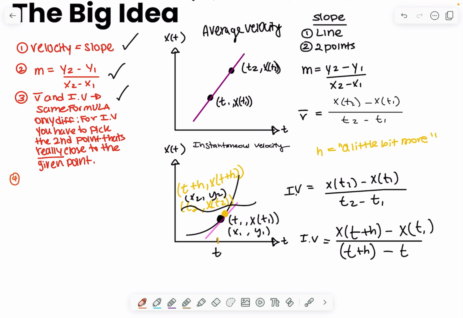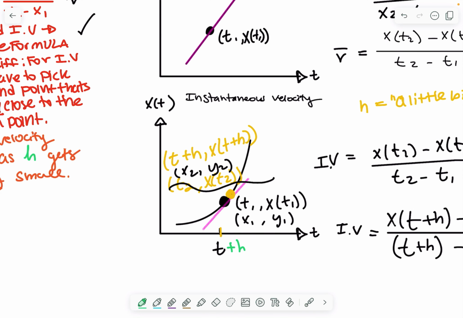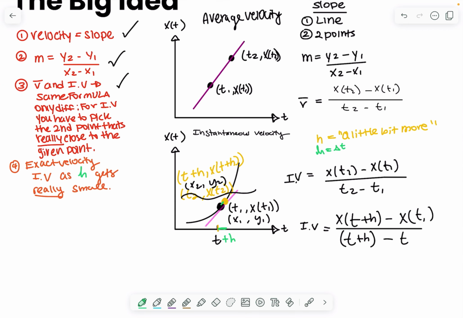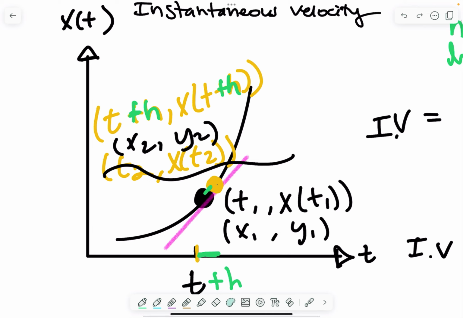Now here's the 4th point that I may add. We have something called exact velocity. And exact velocity is just the instantaneous velocity as h gets really, really, really small. So remember, h is your a little bit more. It's the little distance between these 2 points. h is also your change in time. Because look at what happens when I take this second point and h gets really, really smaller. Because remember, h is just the distance between the 2 points.